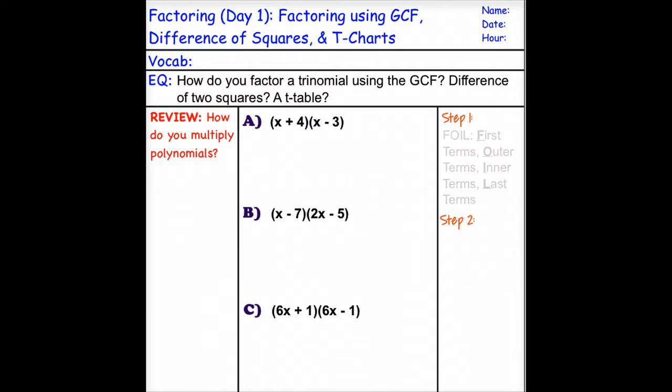We're going to use the process today of FOILing. Remembering that means the first terms, then the outer terms, then the inner terms, then the last terms. And then we're going to combine our like terms.